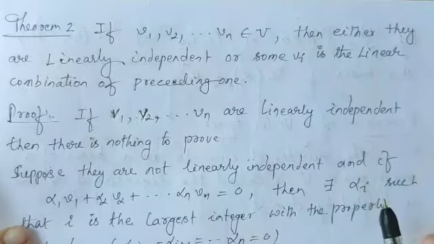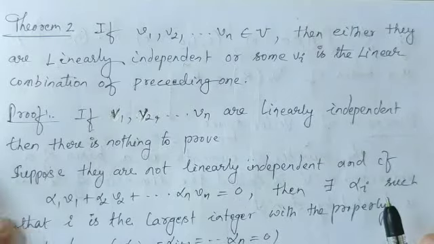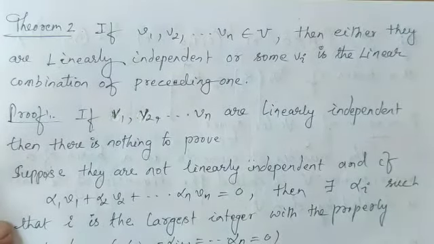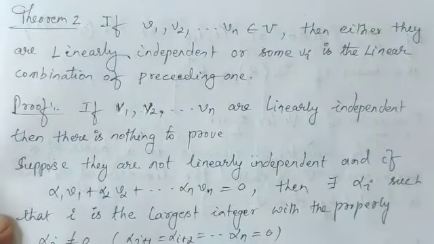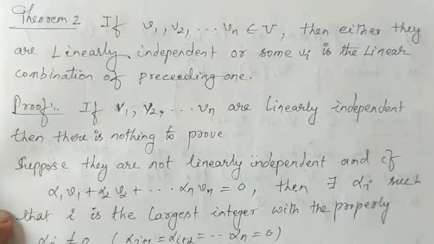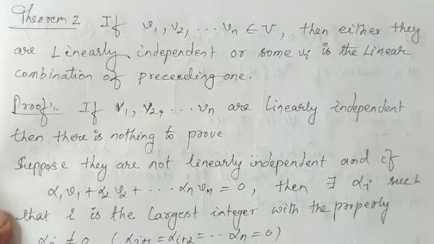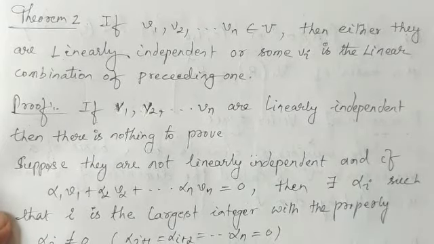Suppose they are not, that means some vector depends on some other vectors. Then I will select alpha I such that I is the largest integer with the property alpha I not equal to 0. So I am taking the coefficient alpha I, for I largest, such that alpha I is not 0. What it means is that alpha I plus 1, alpha I plus 2, etc. alpha n are 0. That is the meaning of this. So I am choosing that alpha I which is not equal to 0.